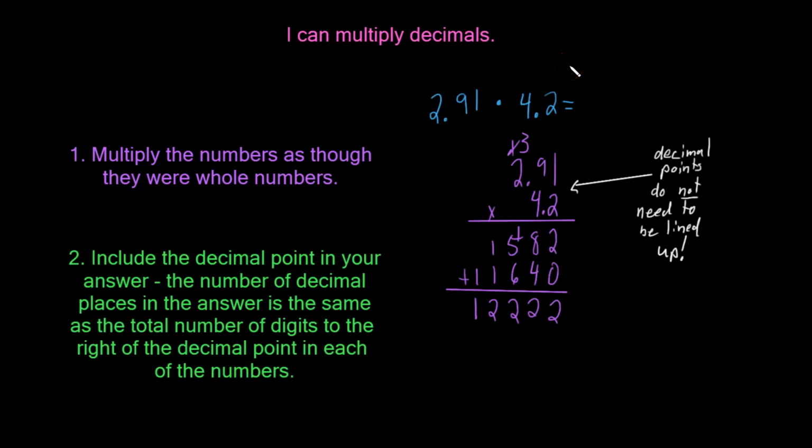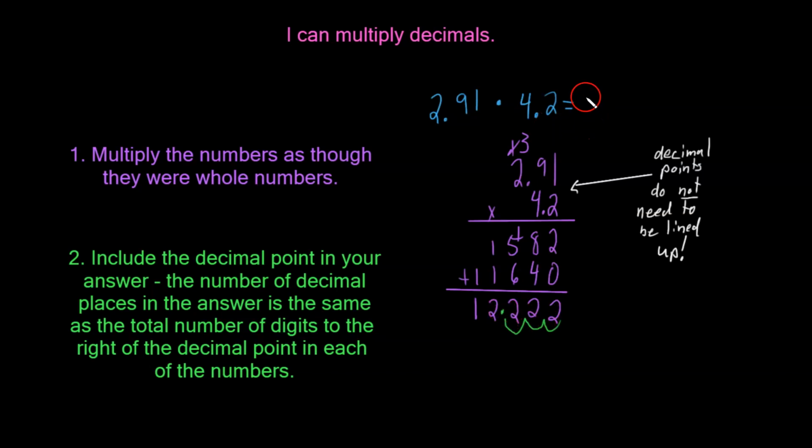So this second step is to include the decimal point in your answer. The number of decimal places in the answer is the same as the total number of digits to the right of the decimal point in each of the numbers. So in 2.91, there are 2 digits to the right of the decimal. So there's going to be 2 here, and in 4.2 there is 1 to the right of this decimal point. So there's a total of 3. So that means that we need to move our decimal point over 1, 2, 3 places.